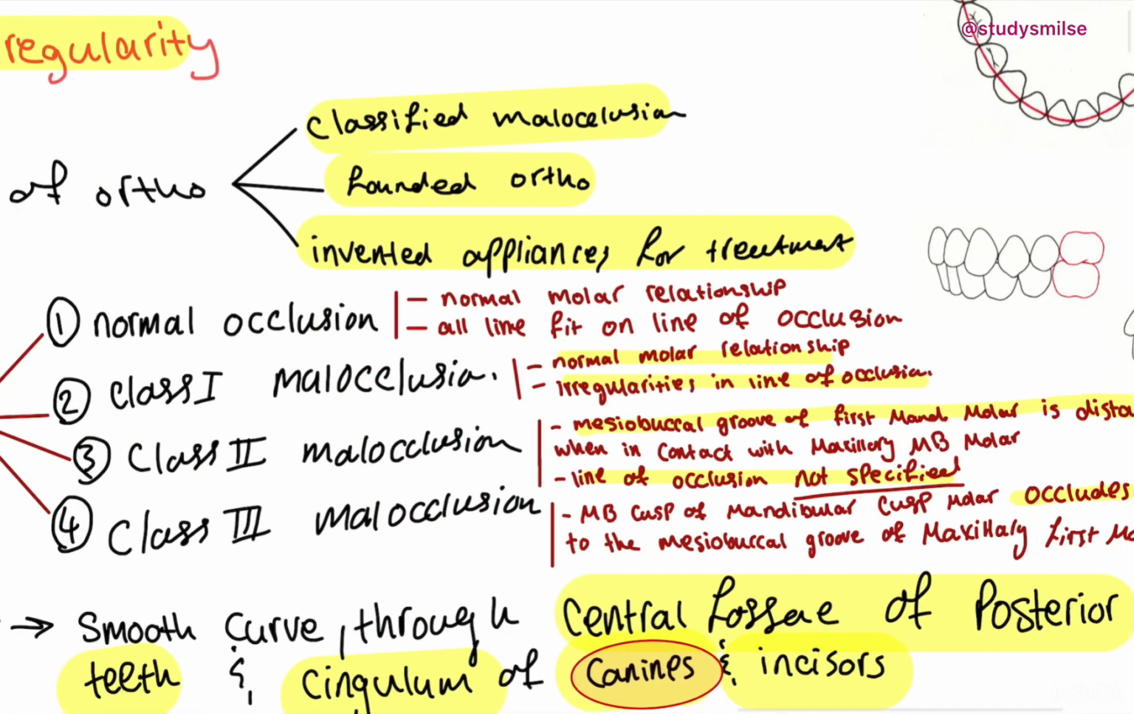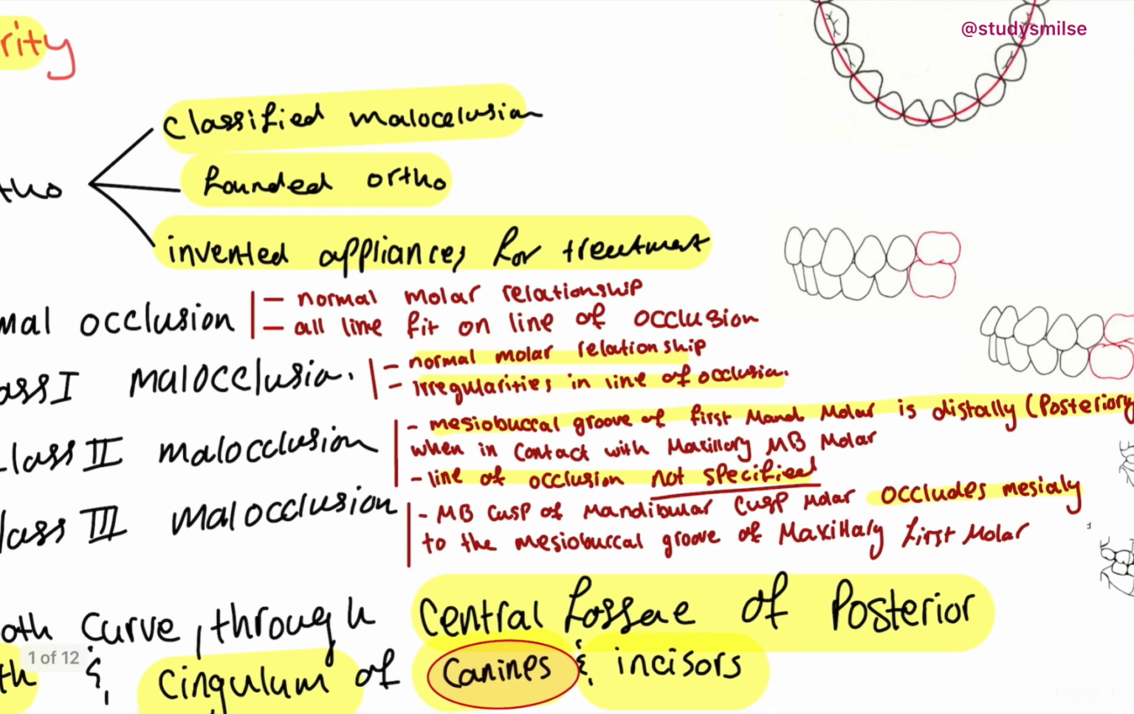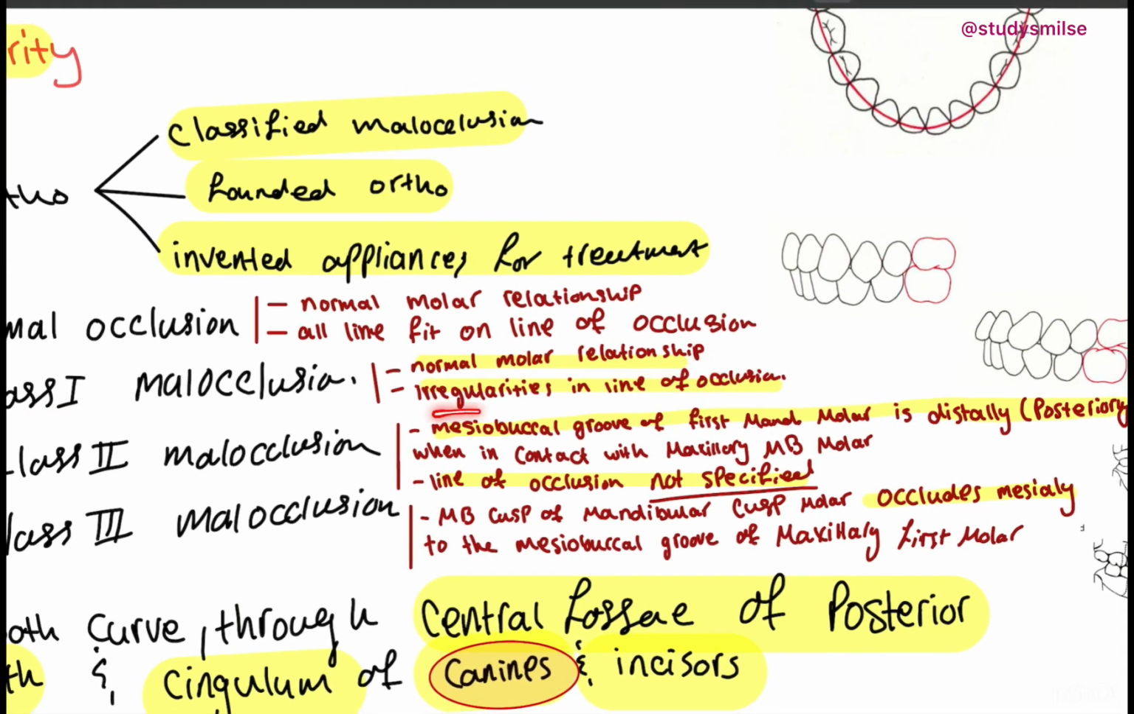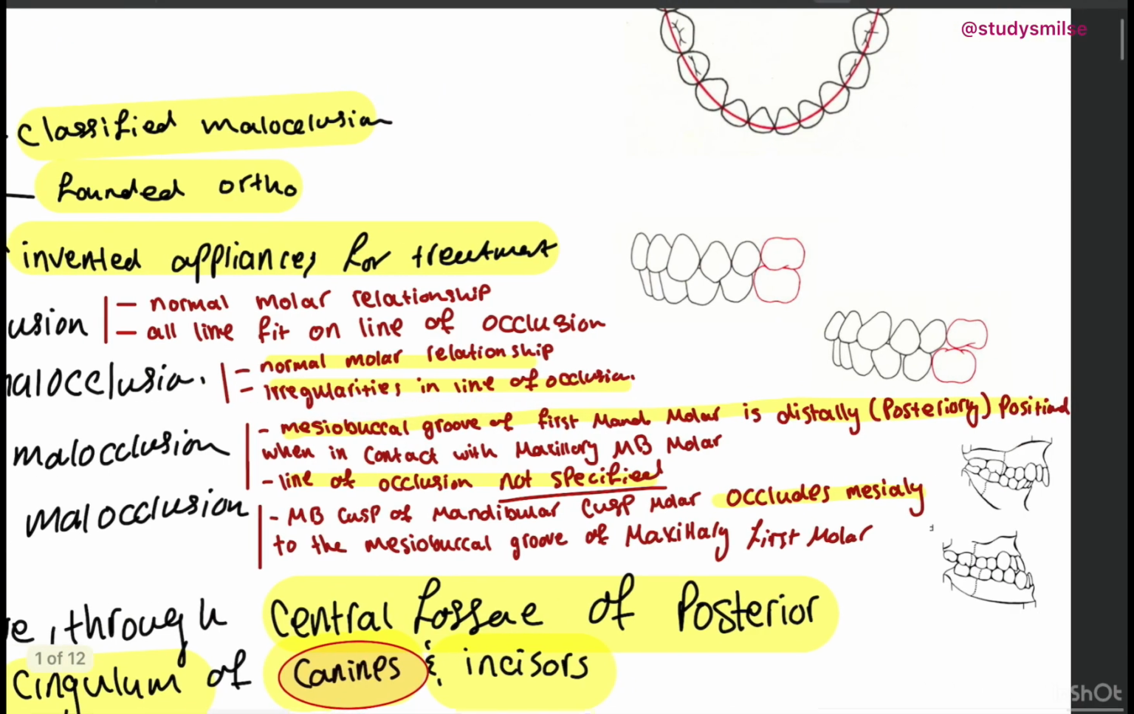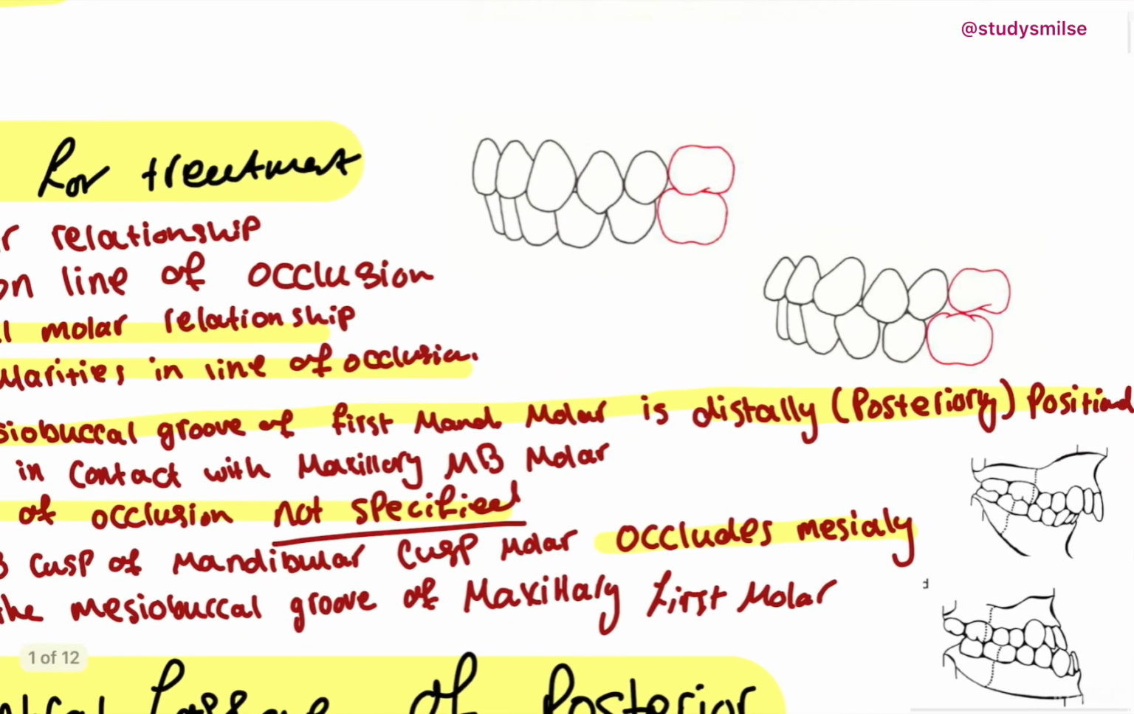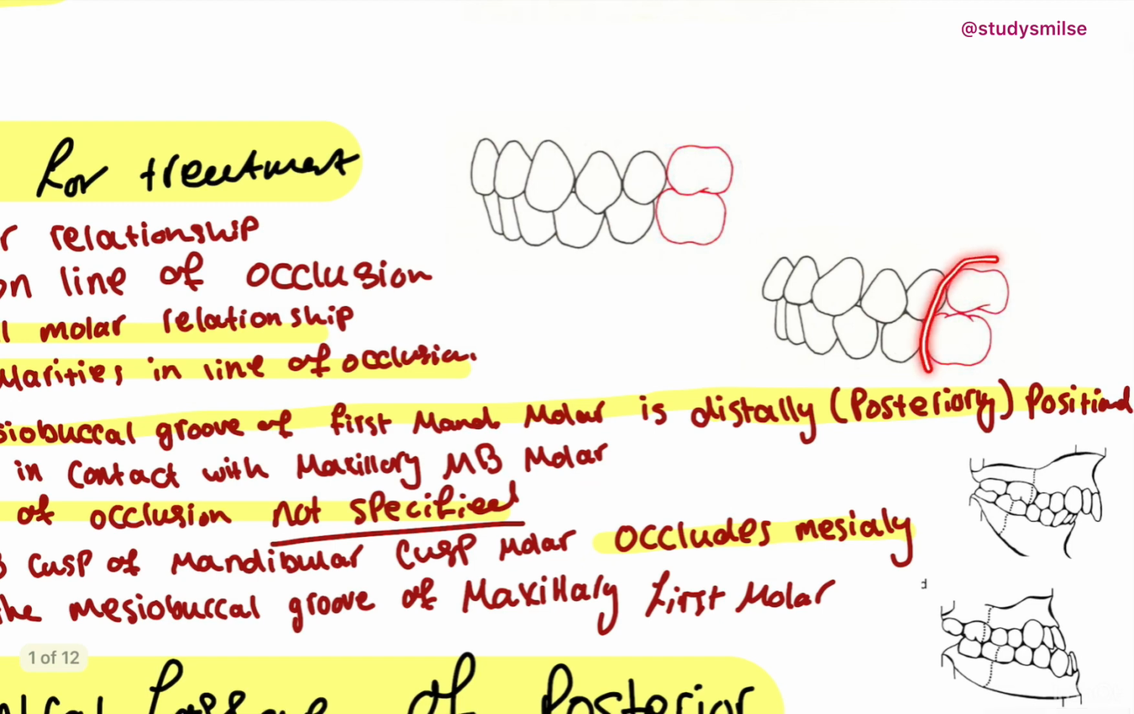In the second classification, class 2 malocclusion, here we have a normal molar relationship, but there are some irregularities in the line of occlusion, as you can see here. Because the ideal position for the molar is for the mesiobuccal cusp to be situated into the center line of the lower first molar.